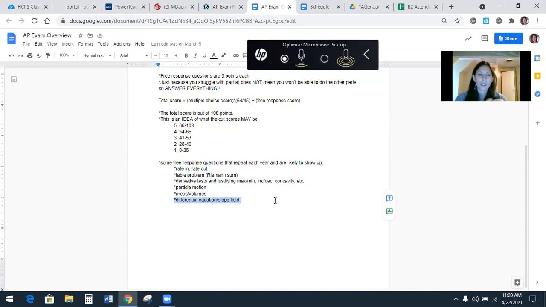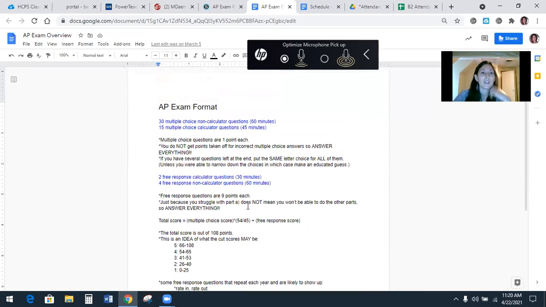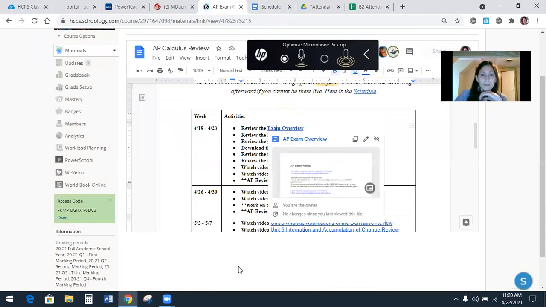And differential equations, as you saw in the test you just took, that's a lot of nitty gritty algebra steps. And I'm not sure how you would enter that on a computer without uploading work. So that's a wild card thing. It's usually on there, but I'm not sure this year. So I can't be real certain. But anyway, that's the format of the exam and what is likely to show up.